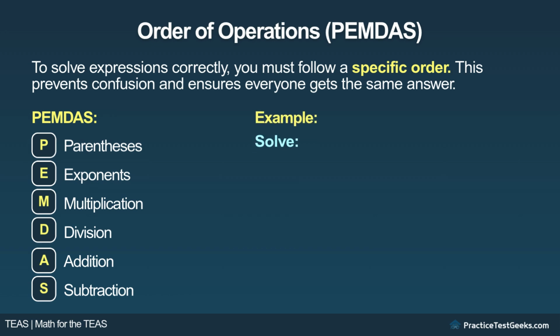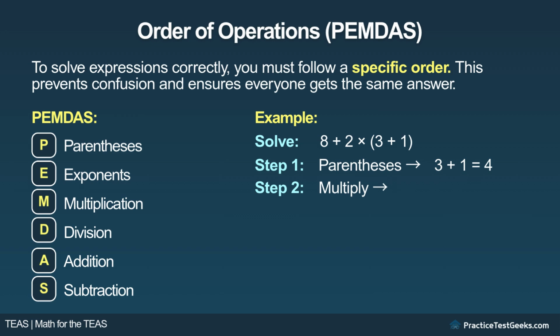Let's try an example. 8 plus 2 times open parentheses, 3 plus 1 close parentheses. Step 1. Do what's inside the parentheses. 3 plus 1 equals 4. Step 2. Multiply. 2 times 4 equals 8. Step 3. Add. 8 plus 8 equals 16. So the correct answer is 16.